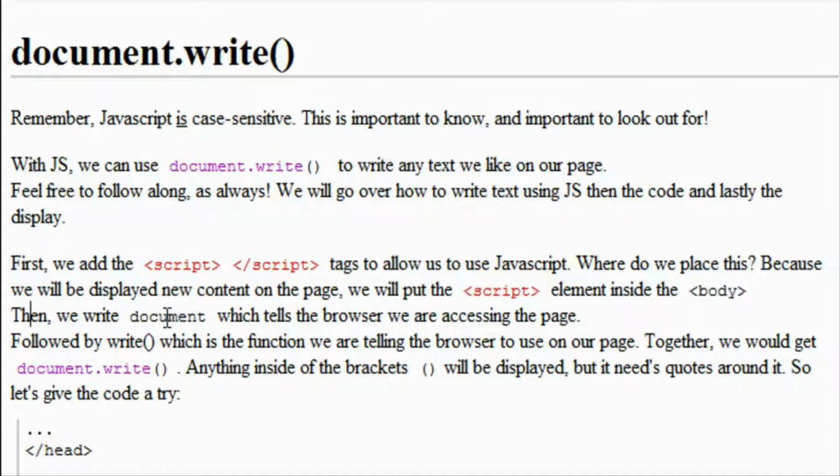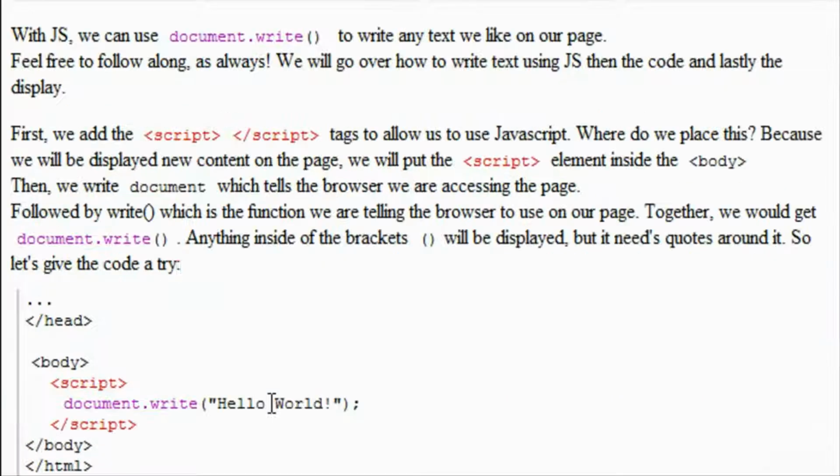tag. Then we write document, which tells the browser we are accessing the page, followed by the write function, which is the function we are telling the browser to use on our page that we're accessing using the document. Together, we will get document.write, and anything inside the brackets will be displayed. Remember, you need quotes around whatever you display. So let's go ahead and give this a try.